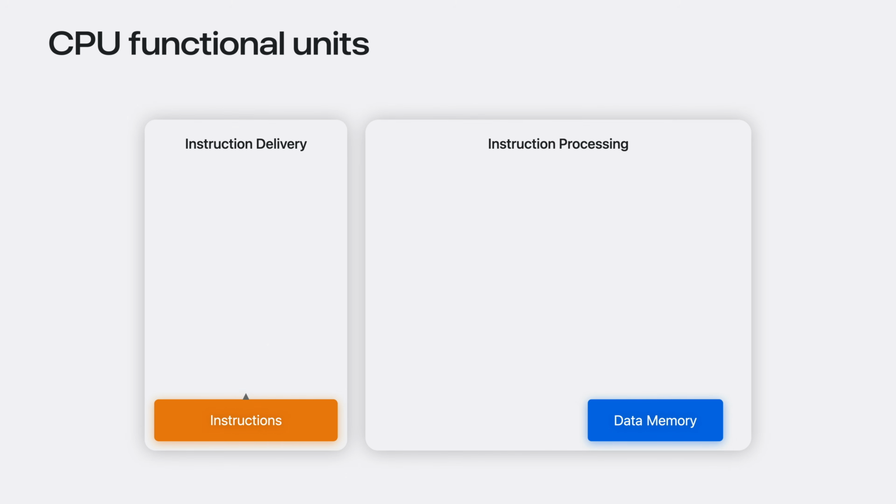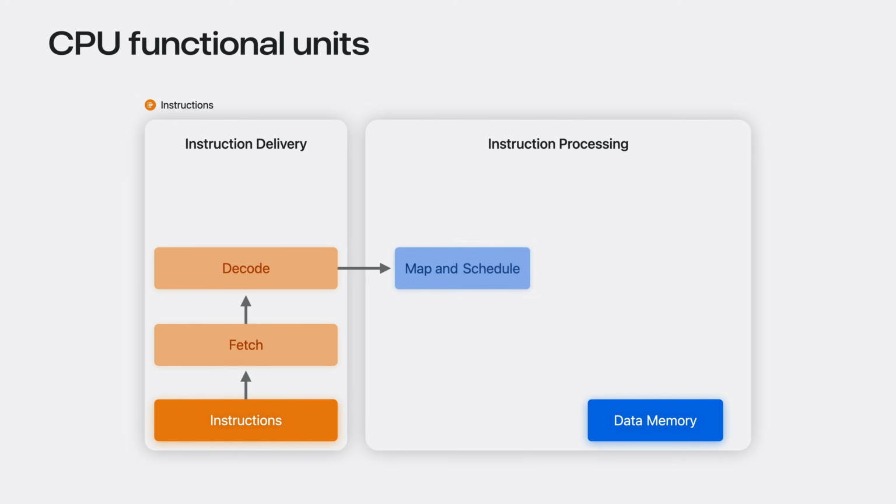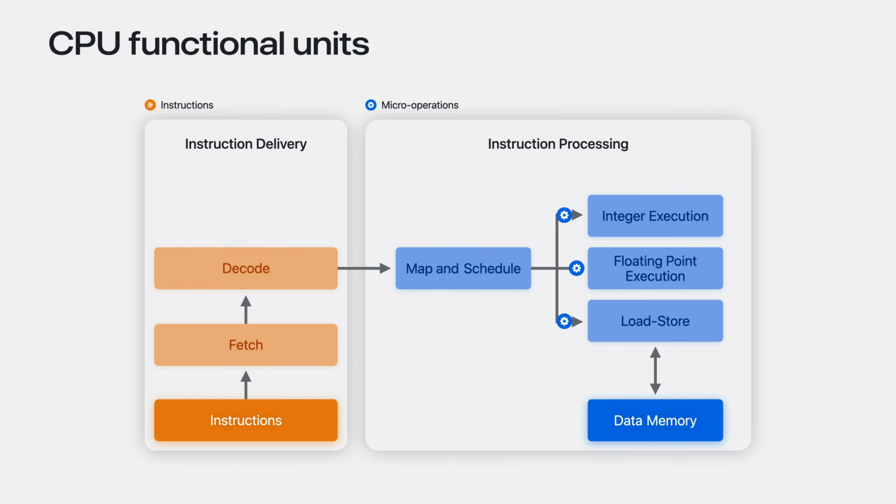In instruction delivery, instructions are fetched and decoded into micro-operations that are easier for the CPU to execute. Most instructions decode into a single micro-operation, but some instructions do multiple things, like issuing a memory request and incrementing an index value. To process a micro-operation, it's sent to the map and schedule units, which route and dispatch the operation. From there, the operation is assigned to an execution unit, or the load store unit if the operation needs to access memory.